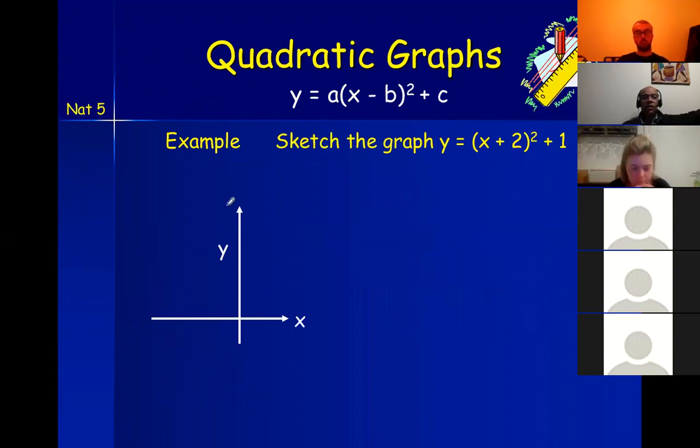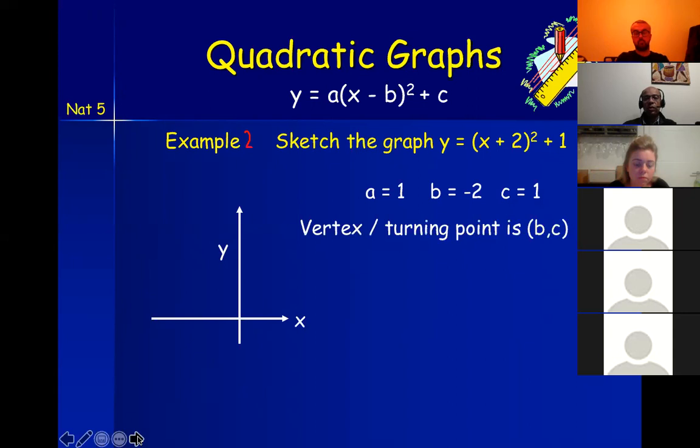So second example here, example 2. Let's say they've asked us to sketch y = (x + 2)² + 1. Again, we're going to use the same approach. First of all, we've got a happy face. Second, b = -2, and when we've got x = -2, y = 1. So turning point (-2, 1).